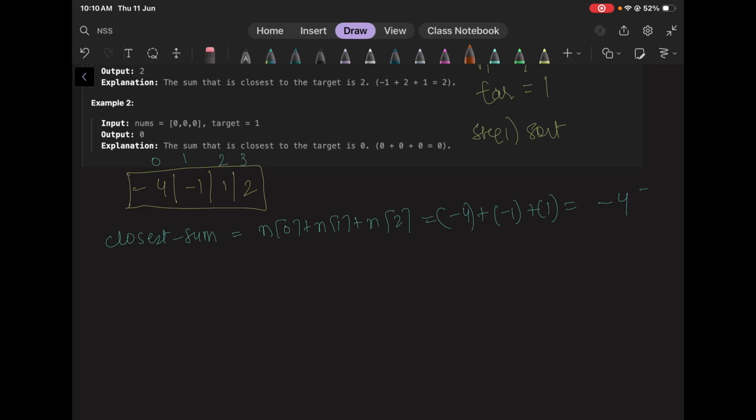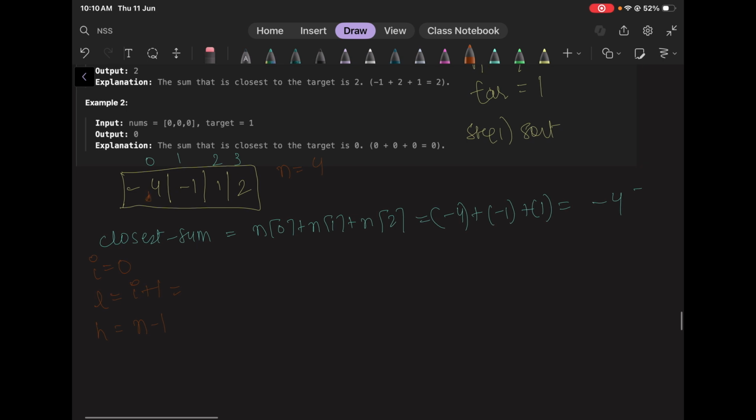Now I have to start iterating. So I put i equal to 0 and something called low, which is i plus 1, and something called high, which is n minus 1. My n over here is 4. So my i is at this position, my low would be 0 plus 1, which is 1, and my high would be 3. So I have my low over here and my high over here.